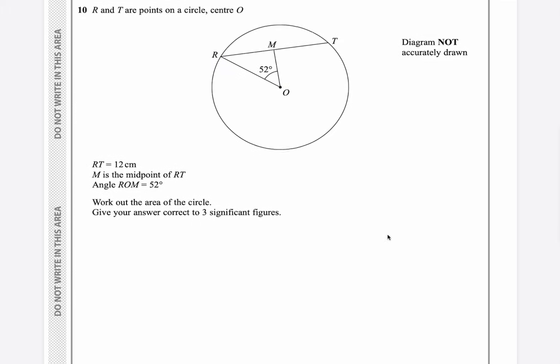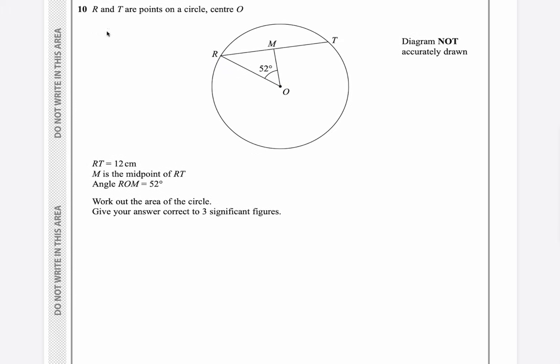Question 10. R and T are points on a circle, center O. RT is 12, so that full thing here is 12. M is the midpoint, angle ORM is 52. Work out the area of the circle, give your answer correct to 3 significant figures.